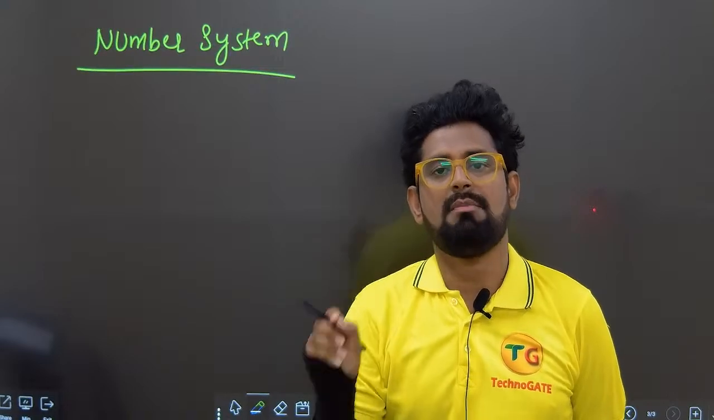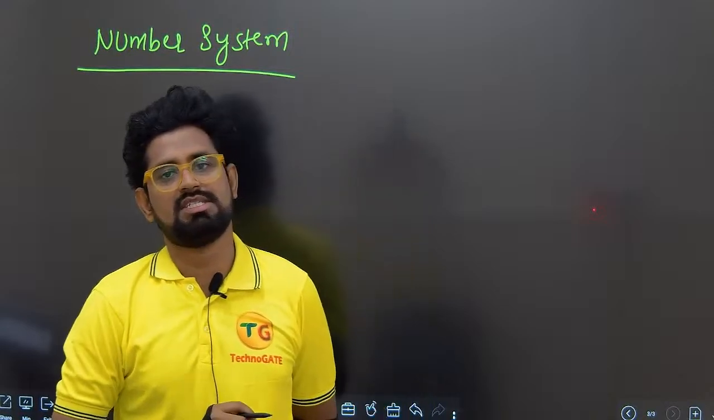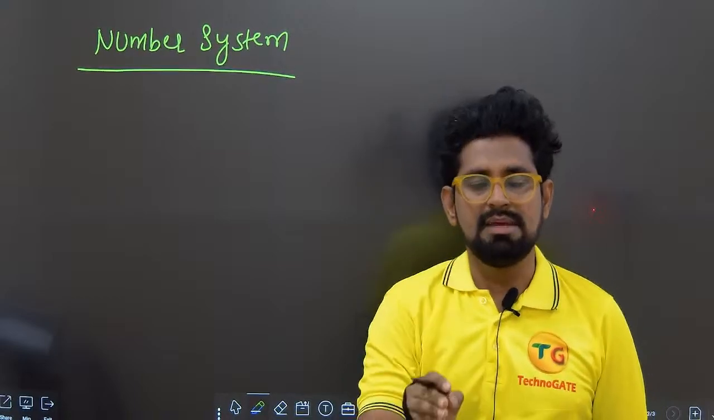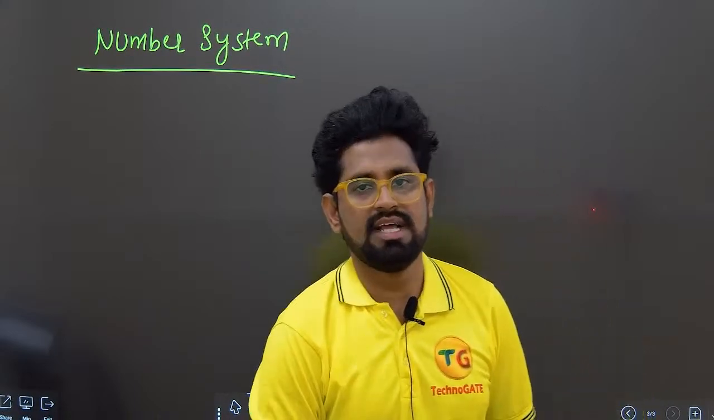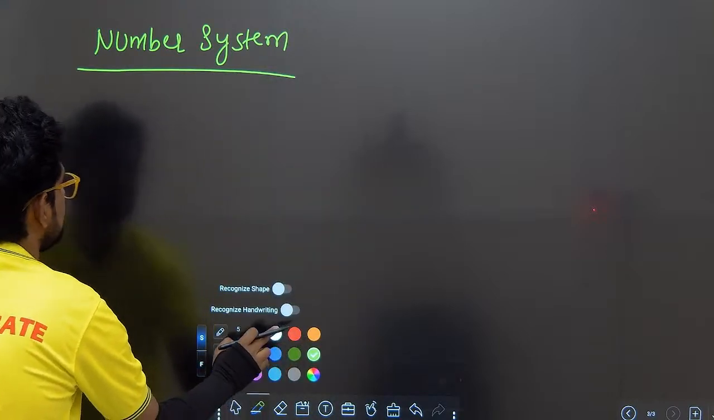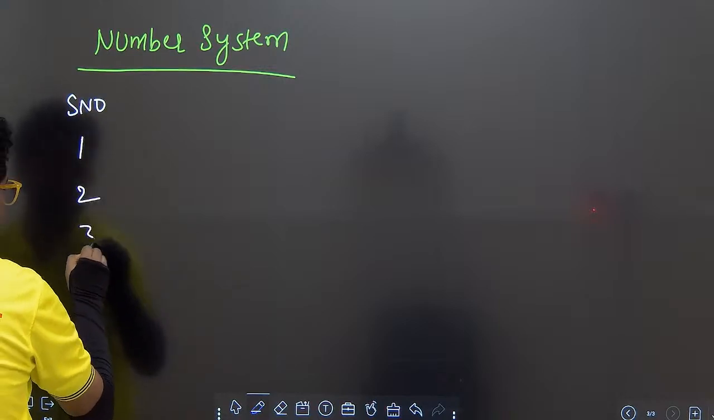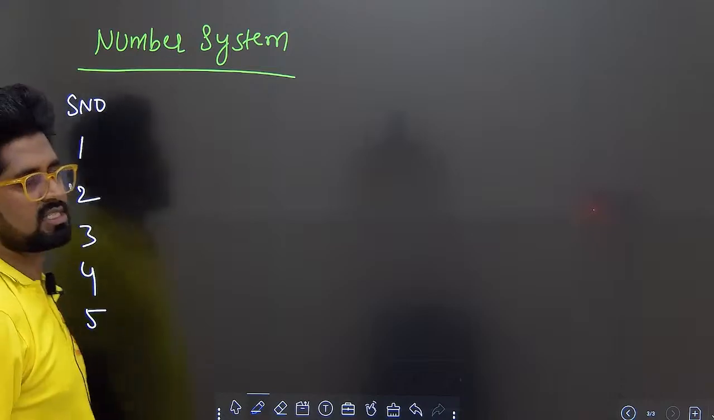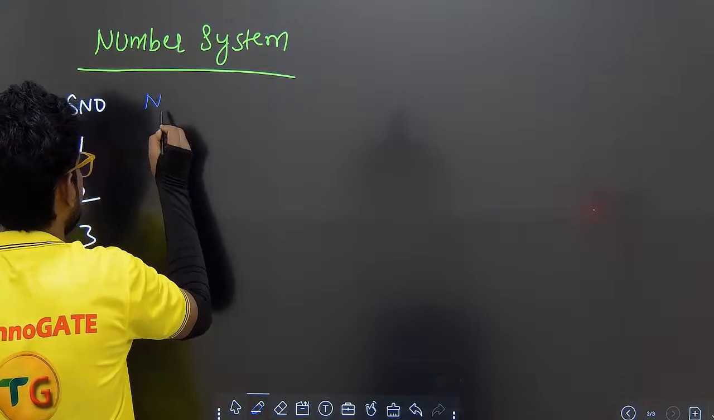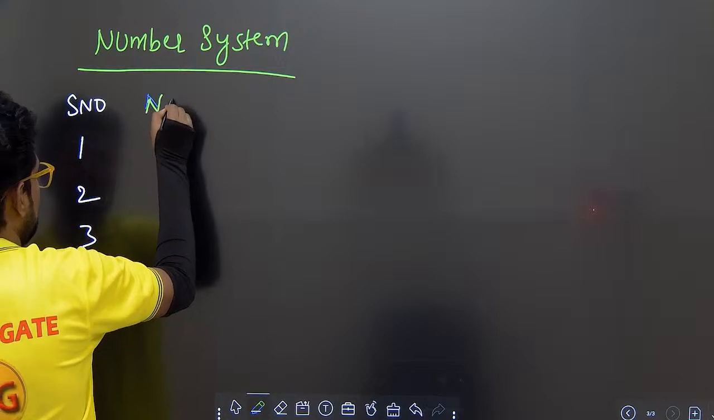The most commonly used number systems in digital are binary number system, nibble number system, octal number system, decimal number system and hexadecimal number system. So let me write the various number systems whatever I told. Serial number 1, 2, 3, 4, 5: 5 number systems that I said right now. So what are those number systems? Name of the number systems.